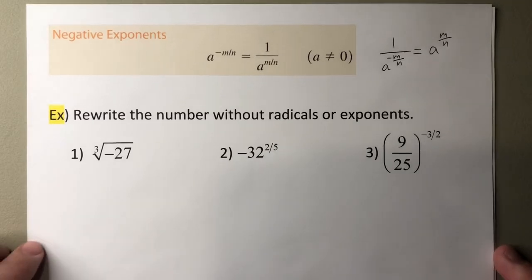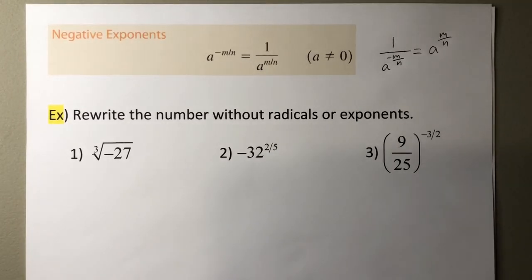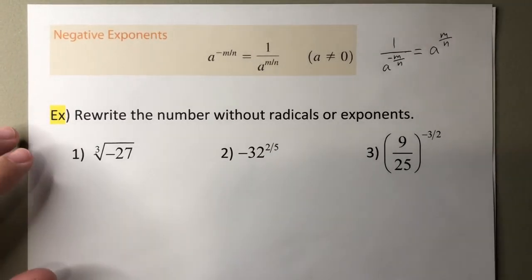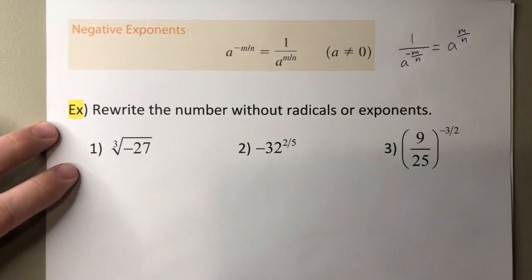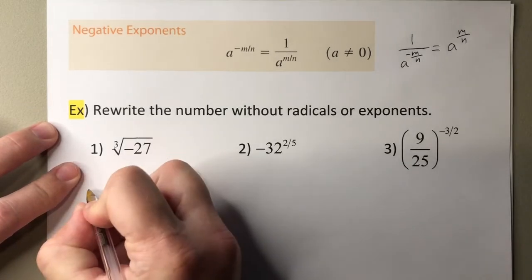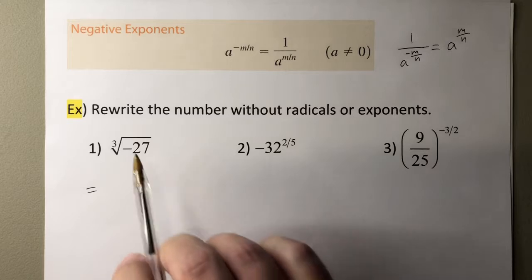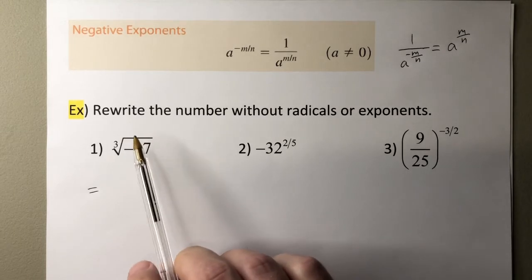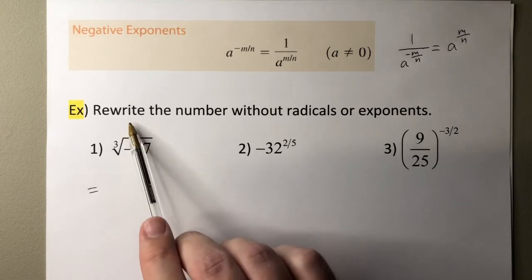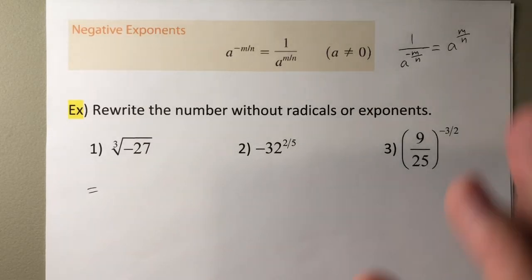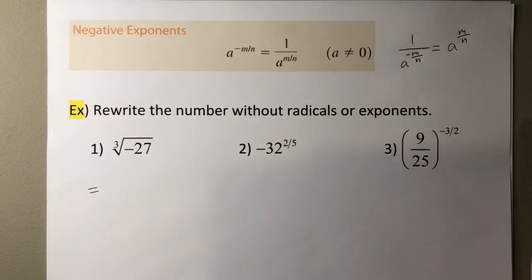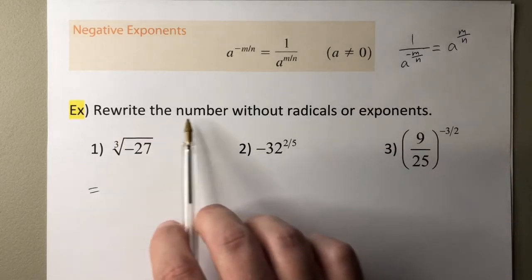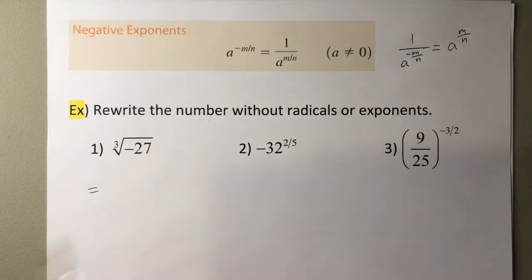All right, let's look at these numerical examples. Of course, with any numerical examples, you can use your calculator. That's fine. All right, so the cubed root of negative 27. You could leave it just like this if you like. Let's read the directions, folks. It's always important to read the directions before you do anything. Okay, rewrite the number without radicals or exponents.